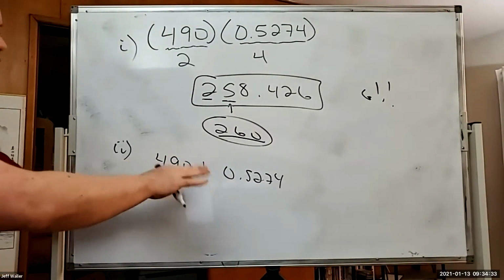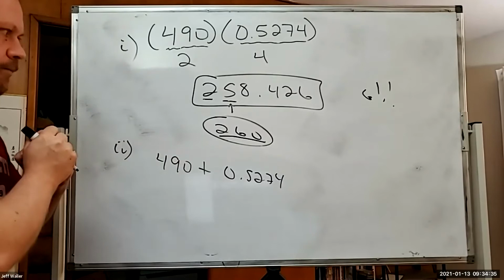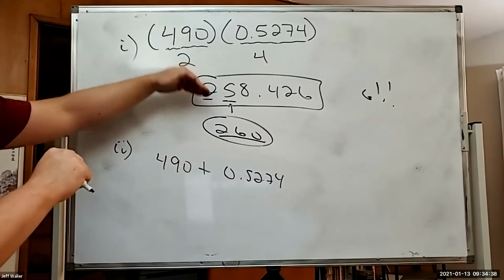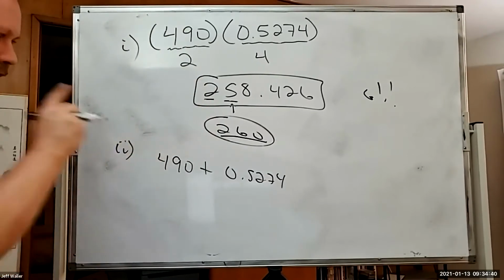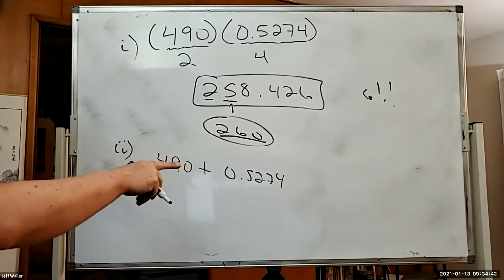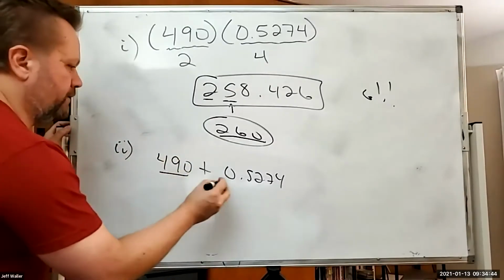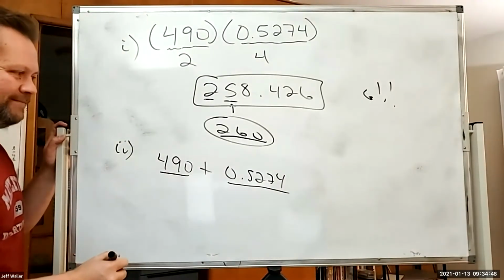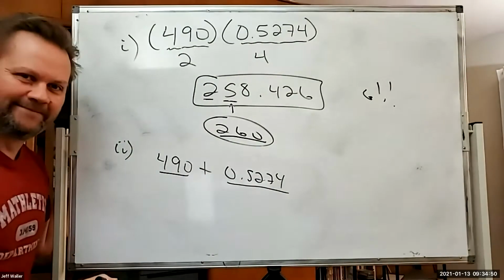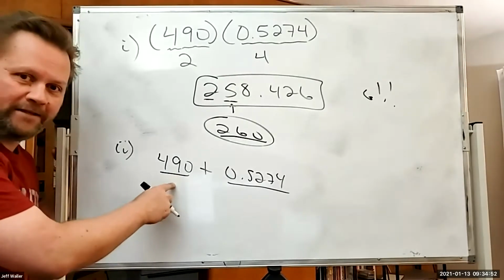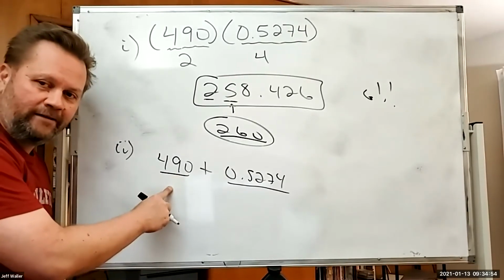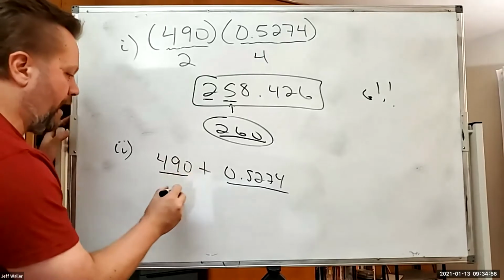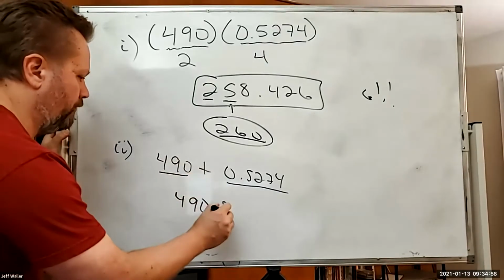What's going to rule the day here at the end? Sig figs ruled for multiplication, but here the decimal place is going to rule. So which one of these has the least decimal places? The one on the left. How many decimal places does it have? 0. So if you add these together, you get 490.5274.